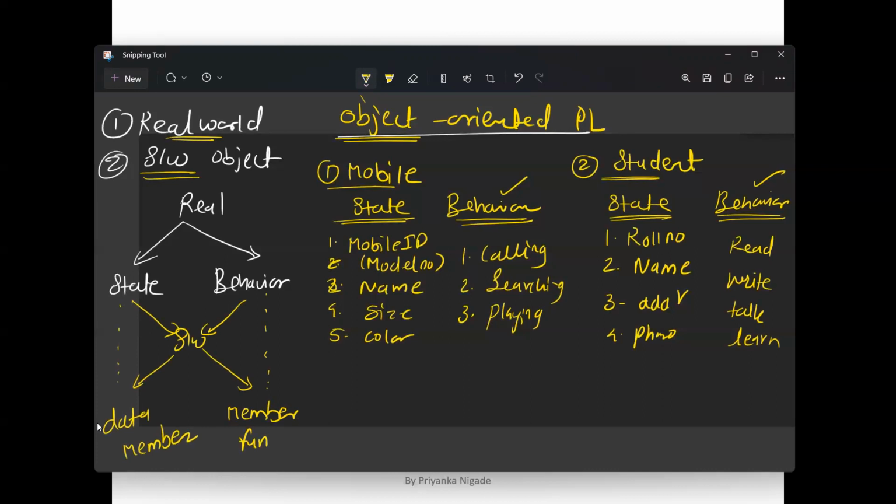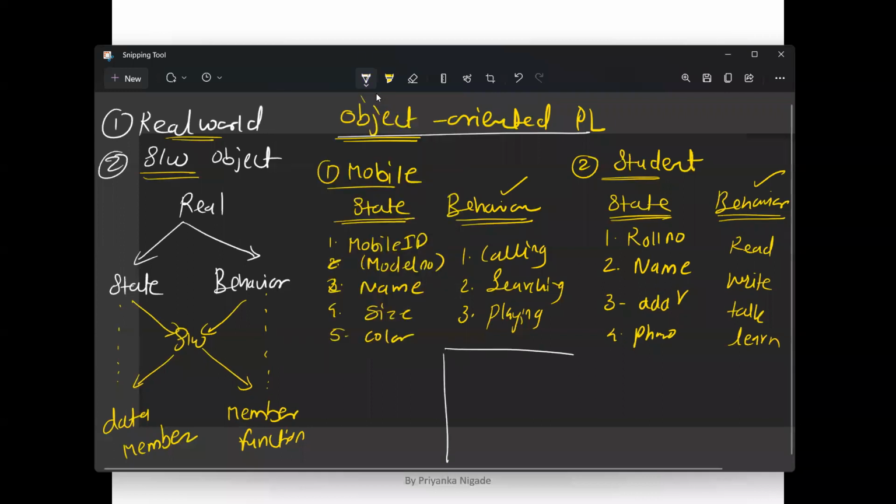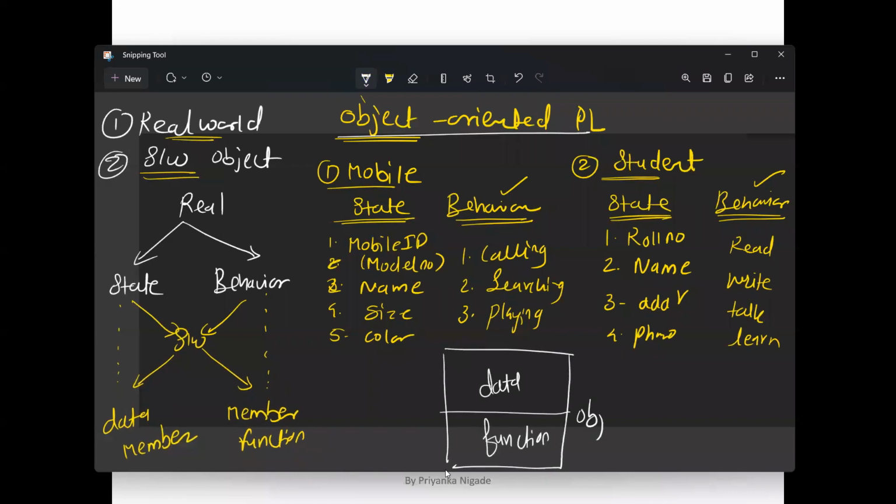Yes. So if you ask me what is an object, I can say an object is a structure where the memory is partitioned into two parts. One is called data, another is called function. This is a representation of an object. So every real-time entity which has some state and behavior, nothing but data member and member function, that is called an object. So guys, please understand the concept.